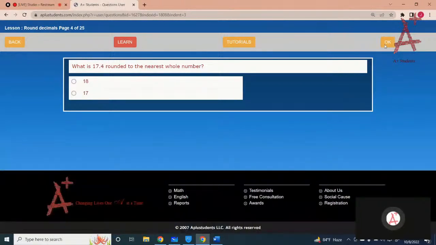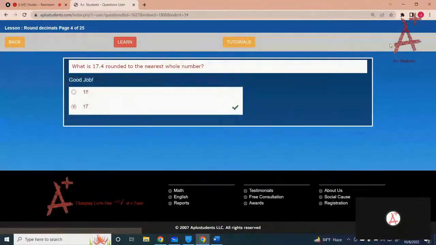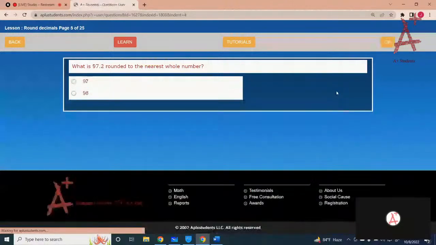Okay, what is 17.4 rounded off to the nearest whole number? Is it 18 or 17? It is 17 because the number that is right after the decimal is 4 and 4 is less than 5. So you need to round down. You need to round on the same digit. So you need to round on the same whole number. So it would be then 17. Got it? Very good. It is 17.